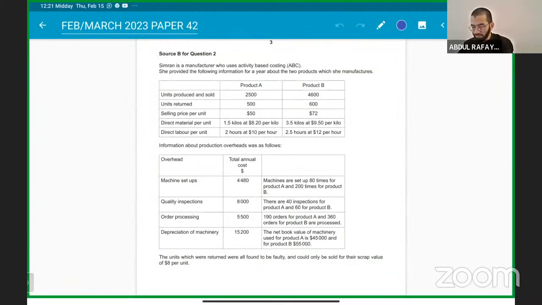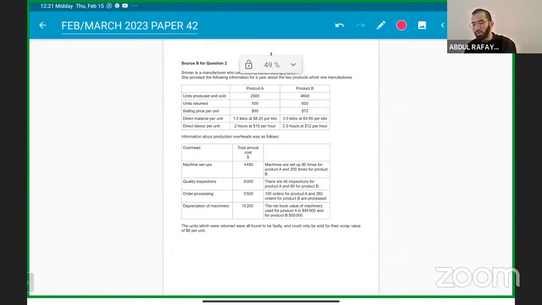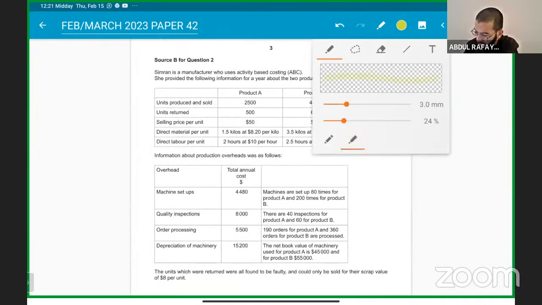Bismillahirrahmanirrahim. Let's get started. So we have the question that talks about activity-based costing. It is a February, March 2023 paper 4 variant 2 question and the information is given to us. So let's read the information first.